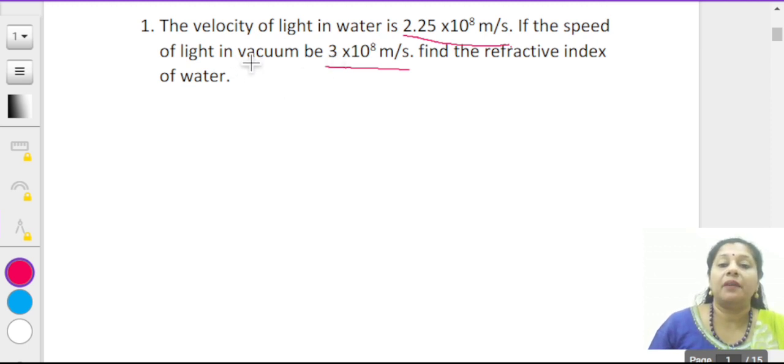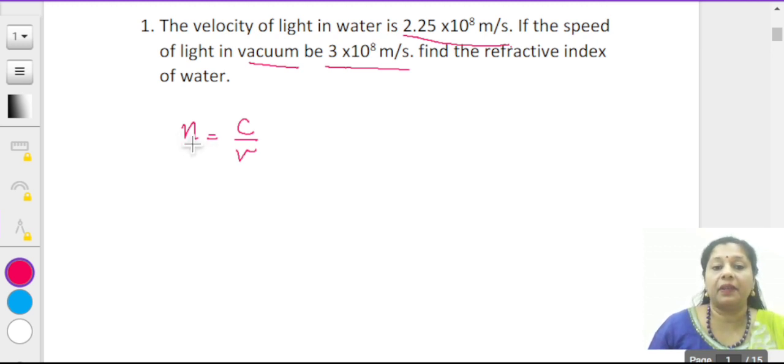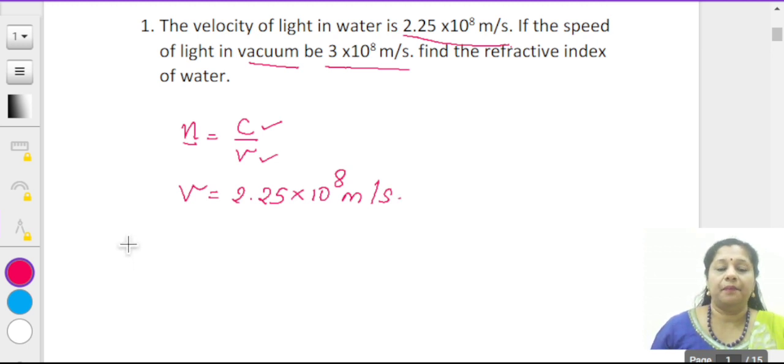So here one of the media is vacuum or air. So in such case, which formula can we use? N is equal to C upon V. Here N is the refractive index of the medium, C is the velocity of light in air or vacuum, and V is the velocity of the light in the given medium. So here V is given. V is equal to 2.25 into 10 to the power of 8 meter per second. C we already know, but it is also given in the question, 3 into 10 to the power of 8 meter per second. Now we have to find out N.